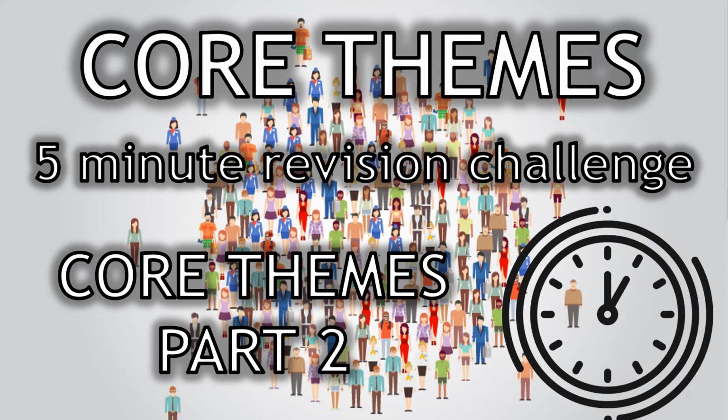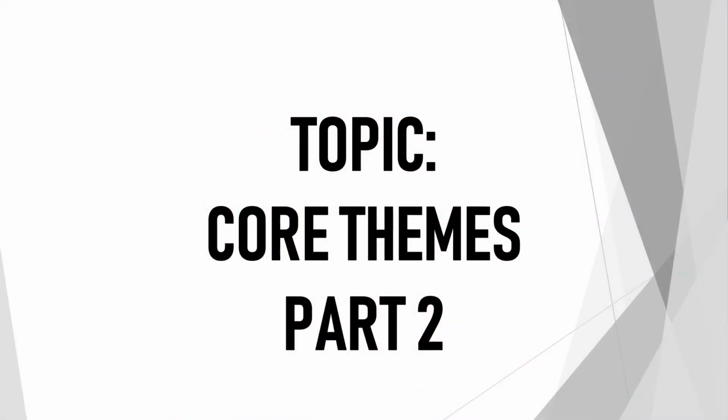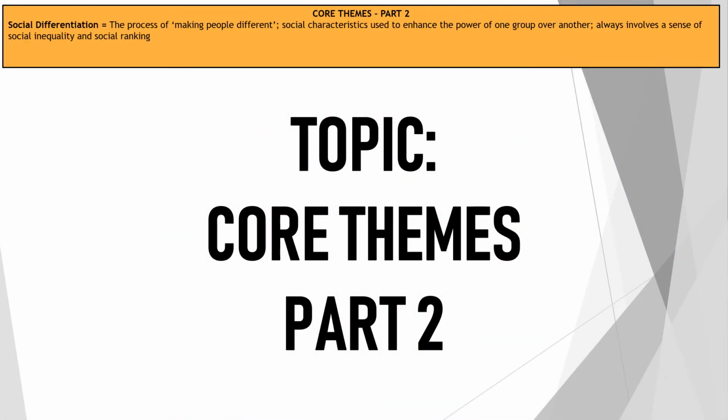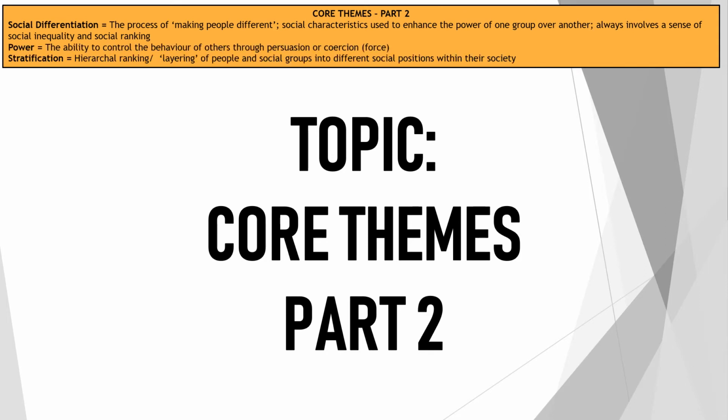Welcome all. So this is going to be a short 5-minute discussion on the second part of core themes part 2, which you would have covered in the second week of lessons. So here we go. When we look at core themes 2, the main thing about it is we looked at social differentiation, power, and stratification. These were the 3 core concepts that form the basis of this week of lessons.